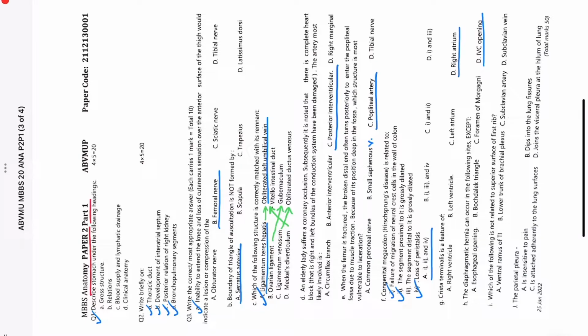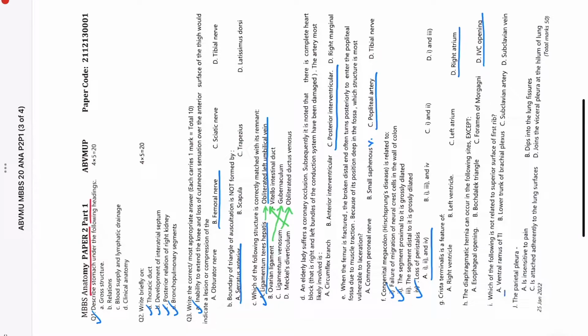Now this is happening before it reaches the first rib. So onto the upper surface of the first rib, it is the ventral rami of C8 and T1 that join to form the lower trunk of the brachial plexus, and the lower trunk itself crosses the upper surface of the first rib. Right? So the question here is: which of the following is not related to the superior surface of the first rib?